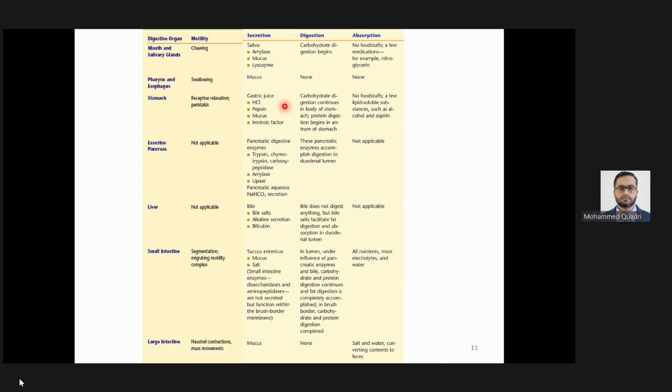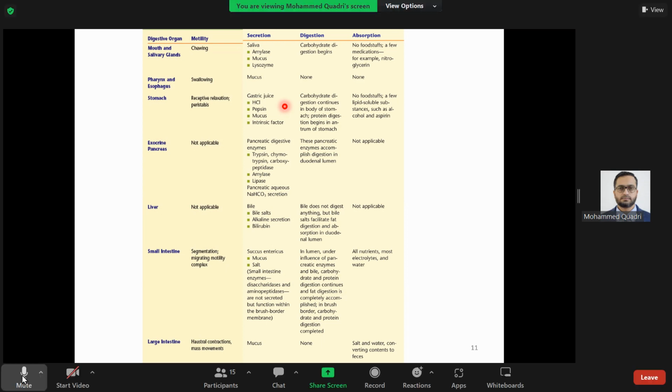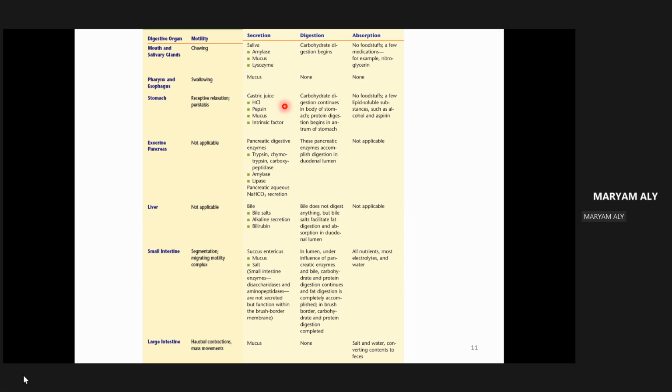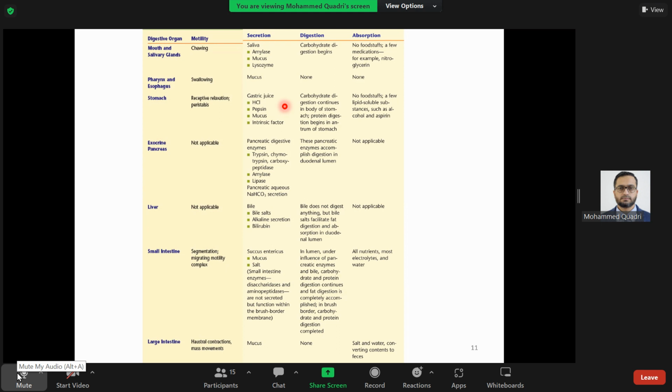What about the intestinal phase? Hormonal only? Is it hormonal only? No, we have enterogastrones, released from the small intestine. Can you name the enterogastrones?